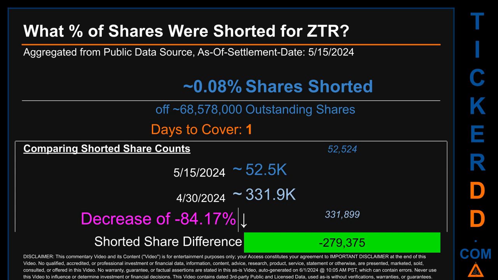When I compare the current 2-week period data snapshot against the previous period, ending in settlement date, April 30, 2024, I find that the current snapshot had roughly 279.4 thousand less shares shorted. This means that, compared to the previous snapshot, the current snapshot has a decrease of -84.17% of shorted shares.